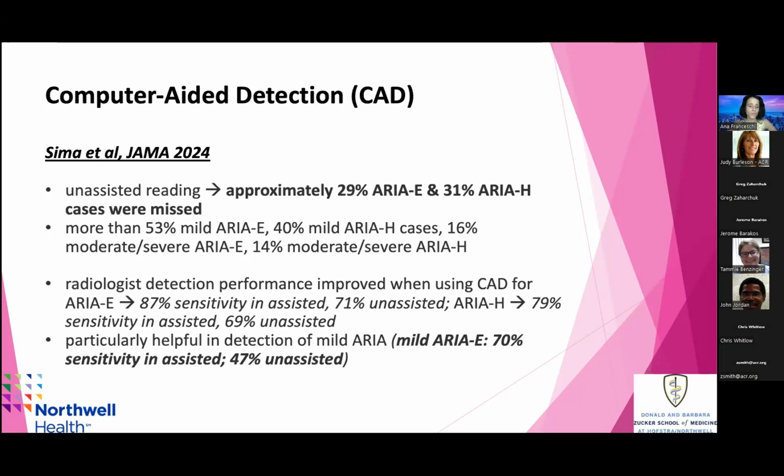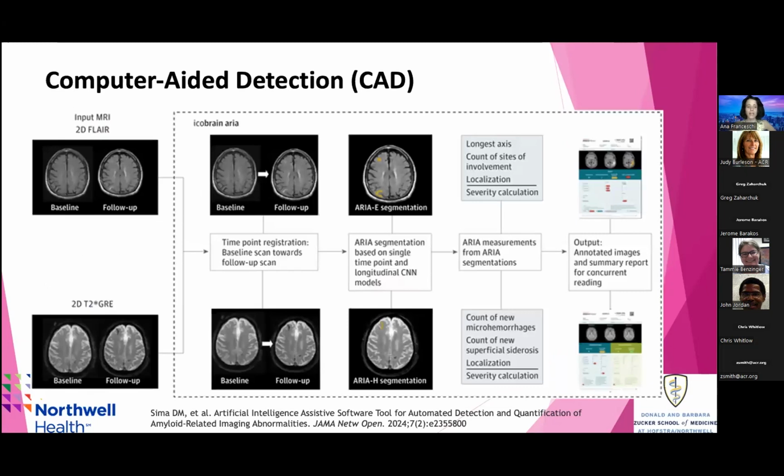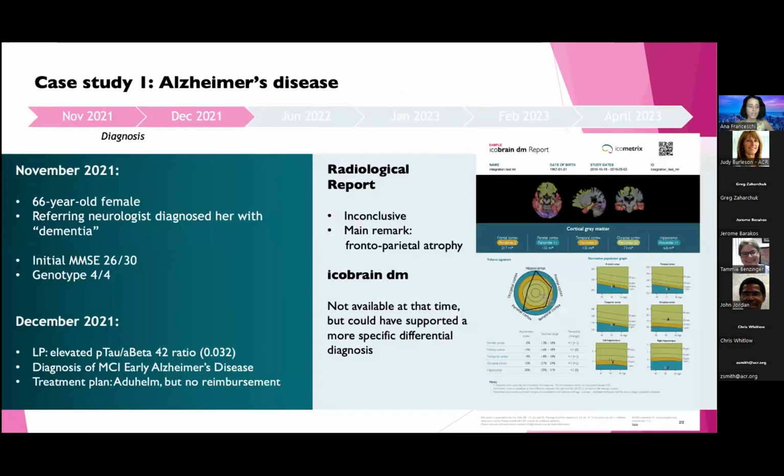And with the AI tools, radiologist detection performance improved, and as one might expect, this was particularly helpful in the detection of mild ARIA. And just to highlight how these tools work, typically, you have the input 2D FLAIR and GRE sequence. The software looks at both the baseline and the follow-up scan, registers the time point, and then performs segmentation for both ARIA-E and for ARIA-H. Then the output, of course, is the annotated images with these summary reports. So we can take a look at a case that was processed with the help of one of these tools.